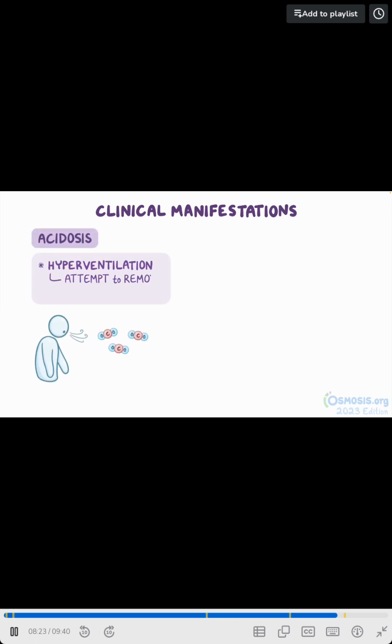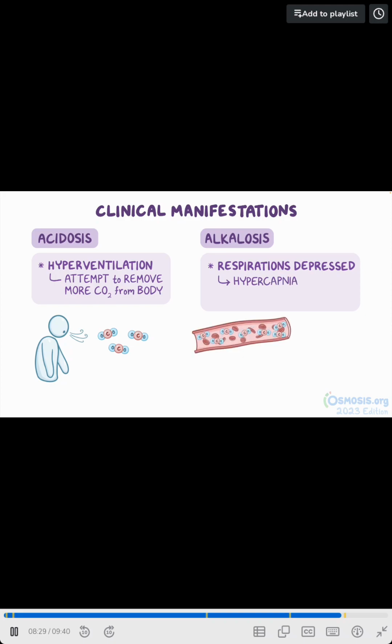Other clinical manifestations of acidosis include hyperventilation in an attempt to remove more carbon dioxide from the body, while in alkalosis, respirations will be depressed, leading to hypercapnia and hypoxia.